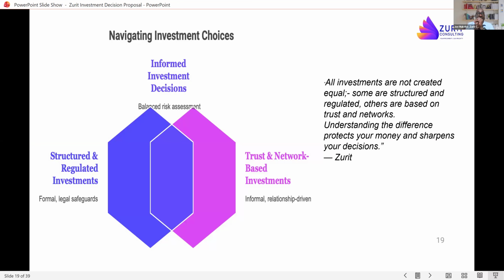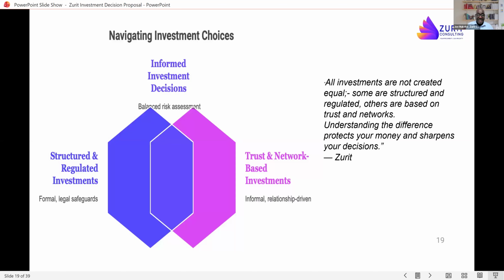Now, as we've said, we are always navigating. What should we do? Remember, not all investments are equal. Some are structured and regulated. Some are structured but not regulated. Some are based on trust. For example, was it Vedishi who said she was told by a friend, come invest this money and we will bring it back? You see, in her case, it was an informal investment, but it was relationship driven because it was based on trust.